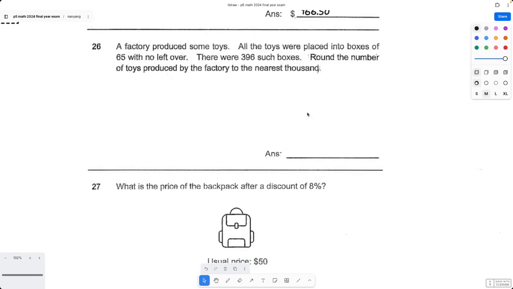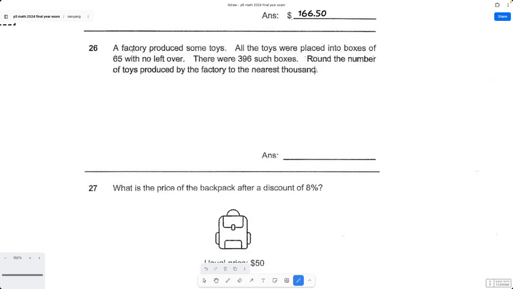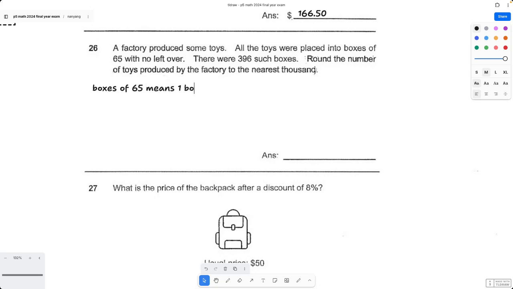Okay, all right, let's move on to 26. A factory produced some toys. All the toys were placed into boxes of 65 with no leftover. There were 396 such boxes around the number of toys produced. So boxes of 65 means one box is 65.